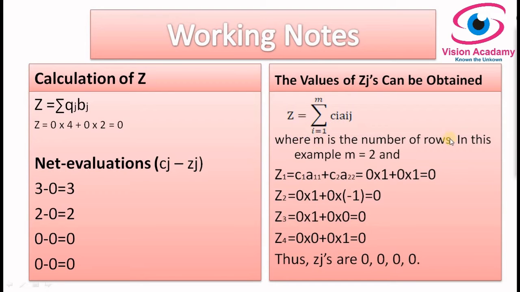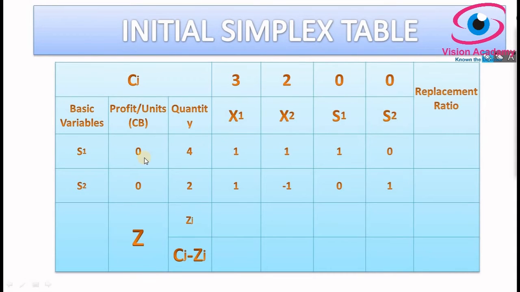Where m is the number of rows we have, that's 2, so m is 2. C is the coefficient of the basic variable and A is the coefficient matrix of the constraints. So C1 into A11, C2 into A22. C1 is 0, A11 is 1, plus C2 is 0, A11 is 1. Let us look into this: C1 A11, 0 into 1, C2 A12. So C1 A11, C2 A22.